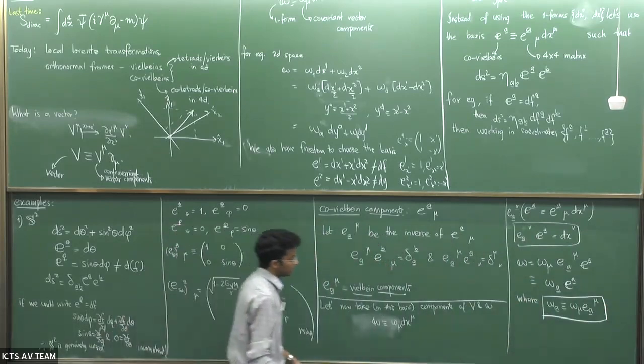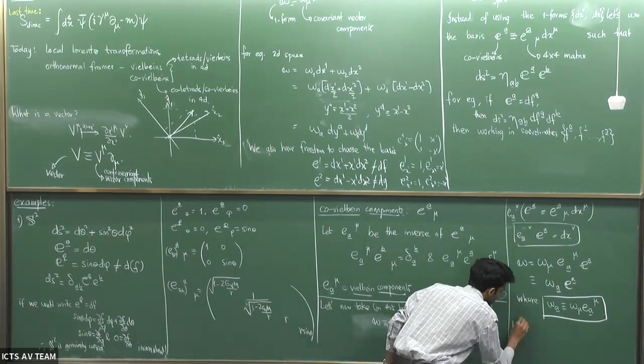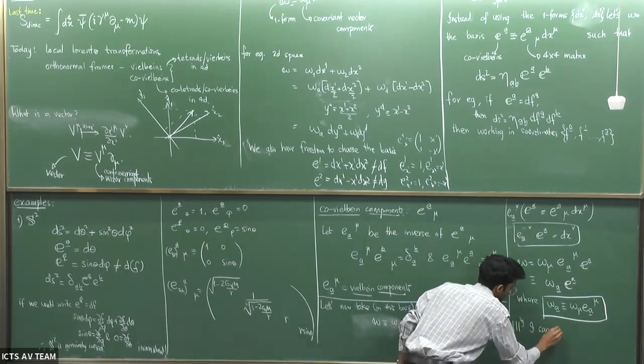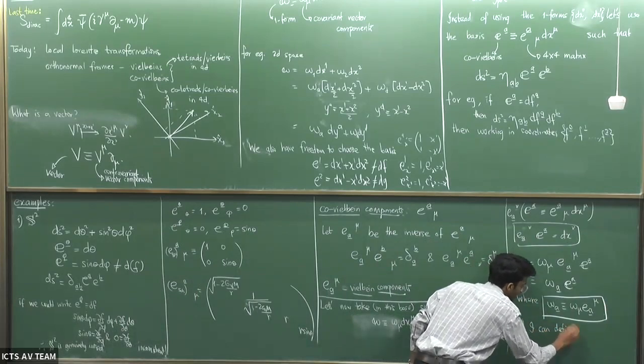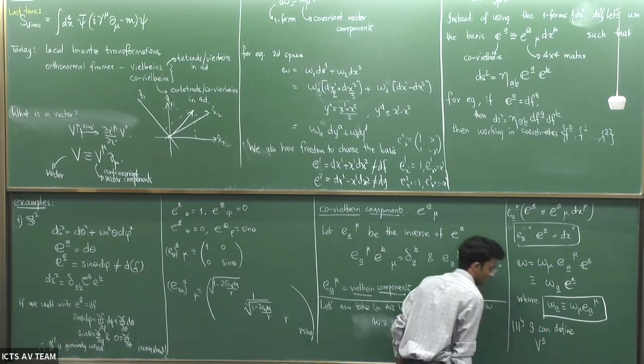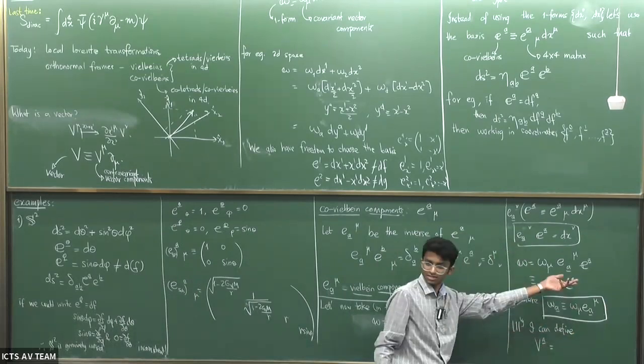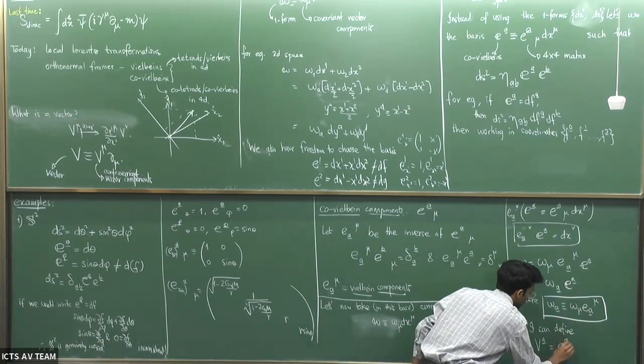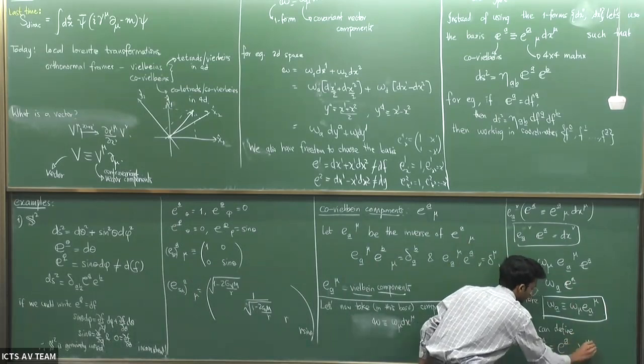Similarly, I can define the component of a vector, say V A, by just using the inverse of this matrix. I can just do E A mu V.